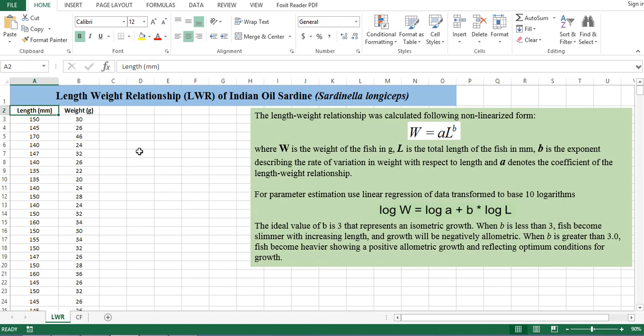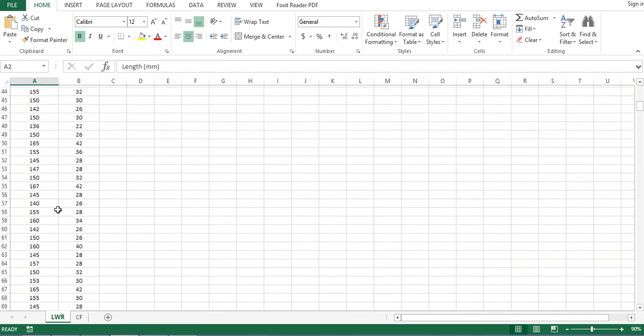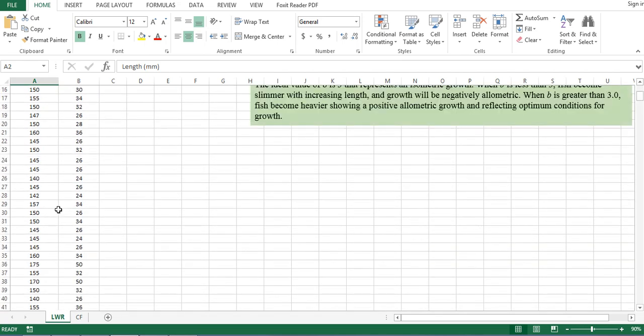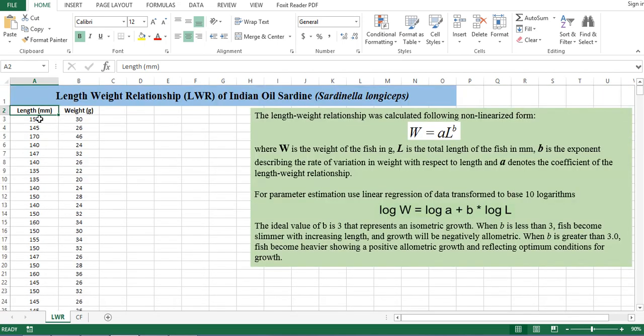Here we have a data set of length and weight of the species, the Indian oil sardine, and we have a small data set of almost 68 length and weight records. Length is in millimeter and weight in gram. We'll check both functions: the non-linear function of this relationship, and also the linear regression of the log transformation of the same relationship.